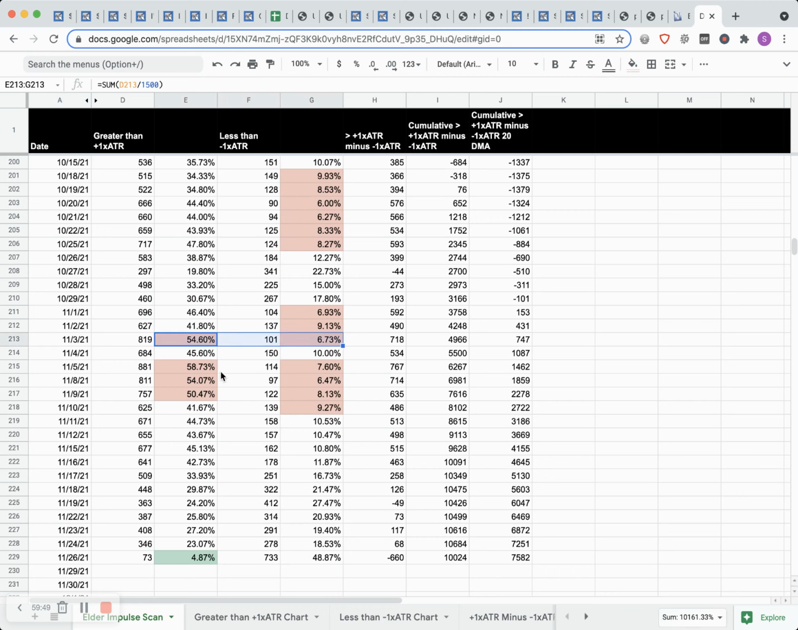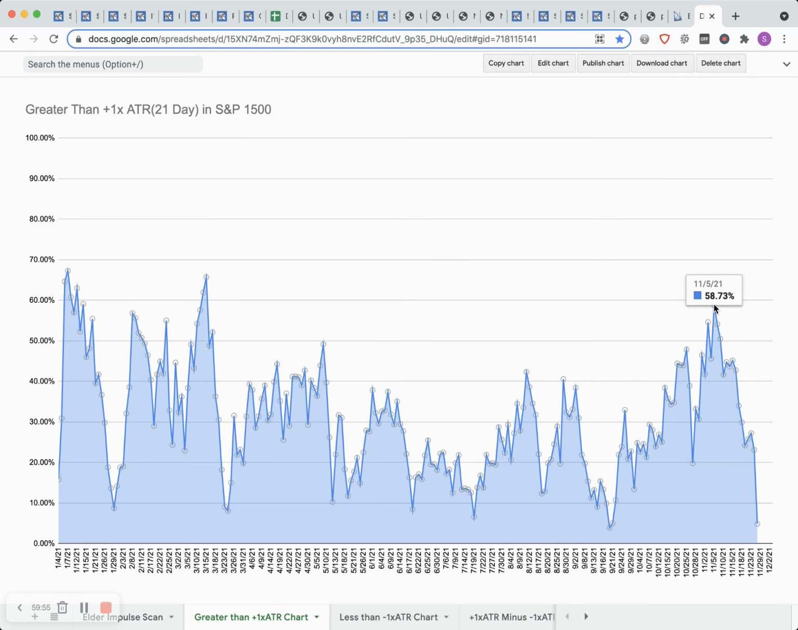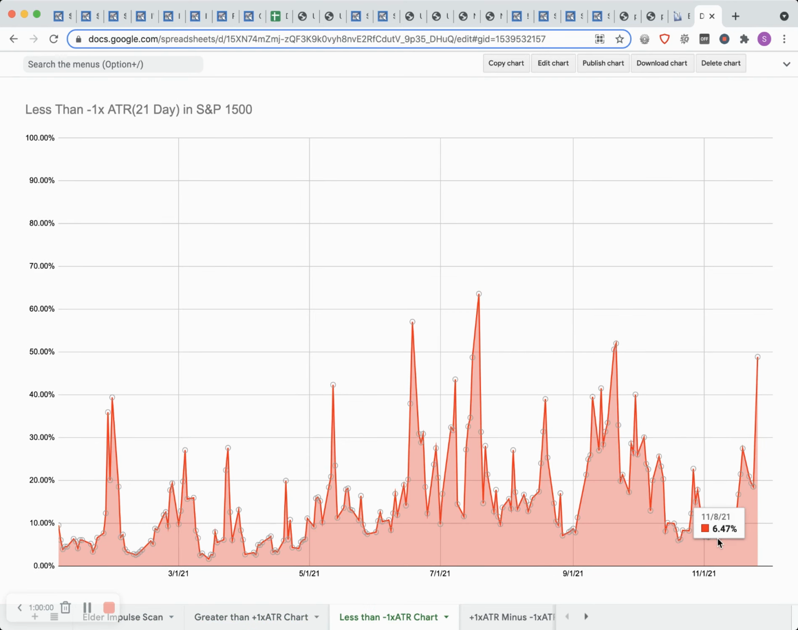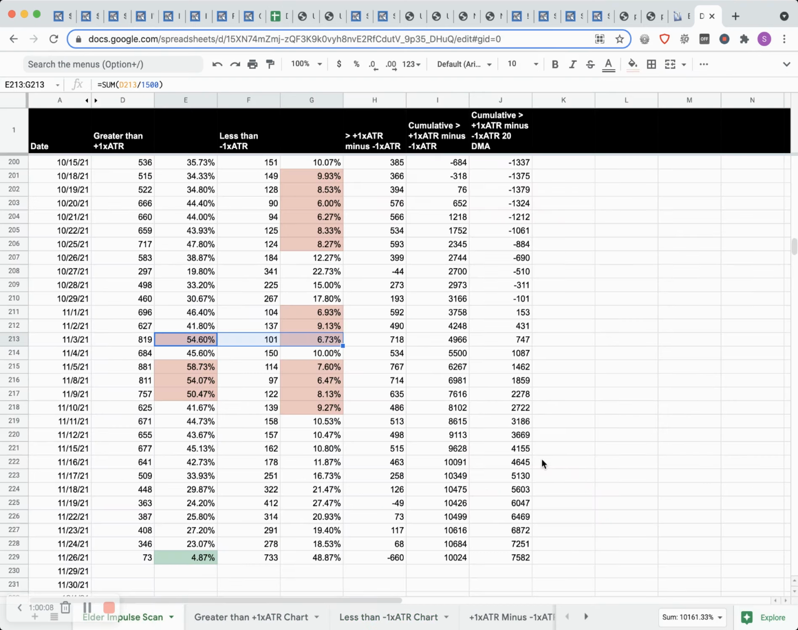So on the 3rd of November, you can see we got above 50% on the +1 ATR level. So it was too extended. So we'd got above the 50% level, and then on the minus, it got below. Down here, it had got below. So you can see on the 3rd of November there, both of those. So that was the first sign to start trimming back using this indicator.